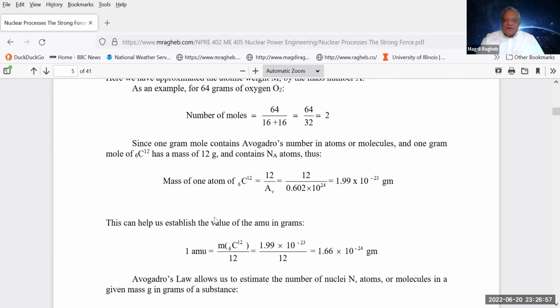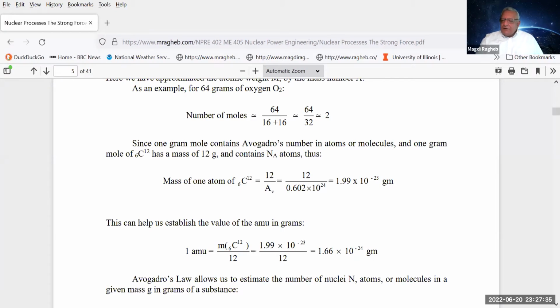And this helps us establish the value of the atomic mass unit in grams, because here 1 atomic mass unit, as we said, is 1/12 of the mass of the carbon-12 isotope, and the mass of the carbon-12 isotope is 1.99 times 10 to the minus 23rd gram. So we take this number, divide by 12, and we establish here the equivalence between 1 atomic mass unit and the unit in grams. This is using the conventional system of units, or the centimeter, gram, and second system of units.